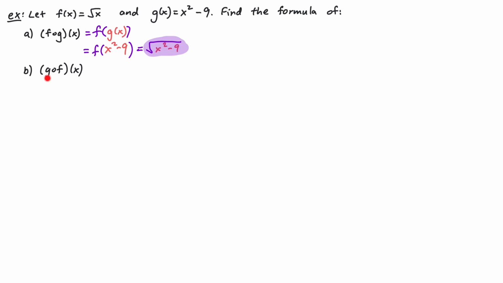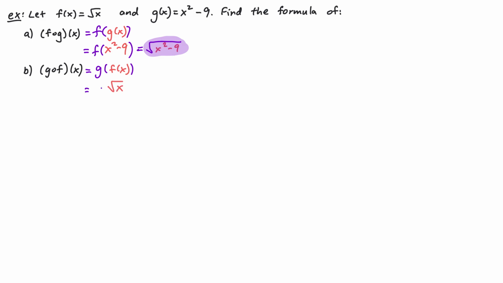This time g is the outer function and f is the inner function. So by definition, this is g of f of x. Let's work our way from the inside out. Start with replacing f of x. f of x is square root of x. So we have square root of x here.